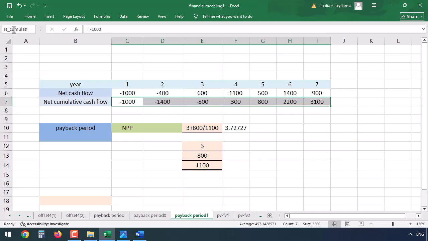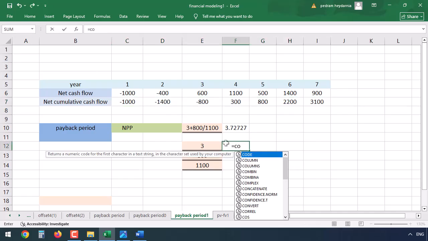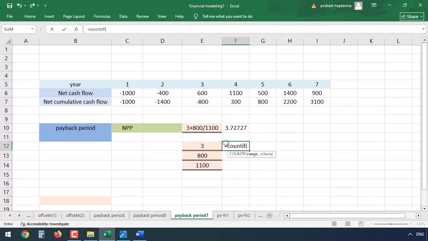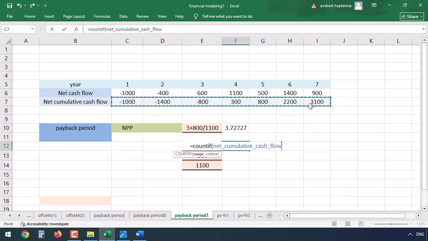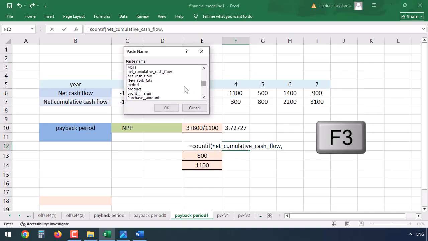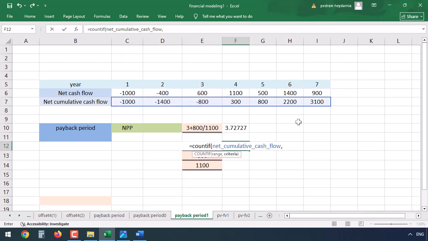Now I want to find the number 3. I write equals COUNTIF, parentheses. I want to say, stop counting numbers for me whenever the net cumulative cash flow becomes positive. The range is this area. I can see and select the names with the F3 key, comma. What is our criteria? It is less than 0, and it's placed inside double quotation marks. I get the number 3.